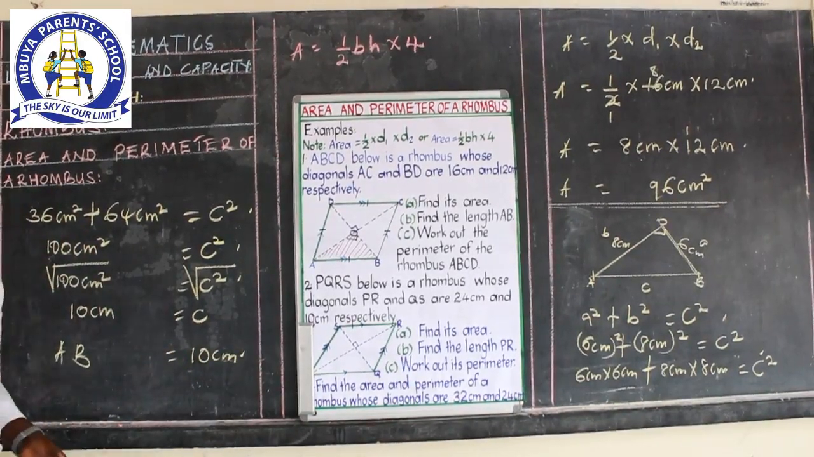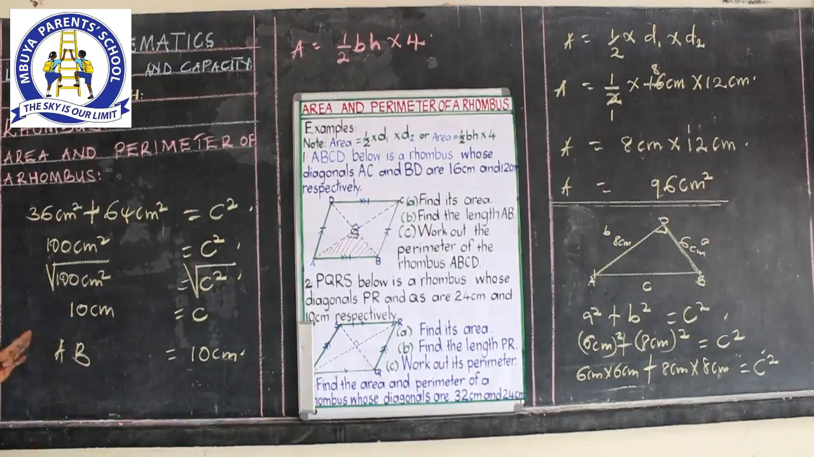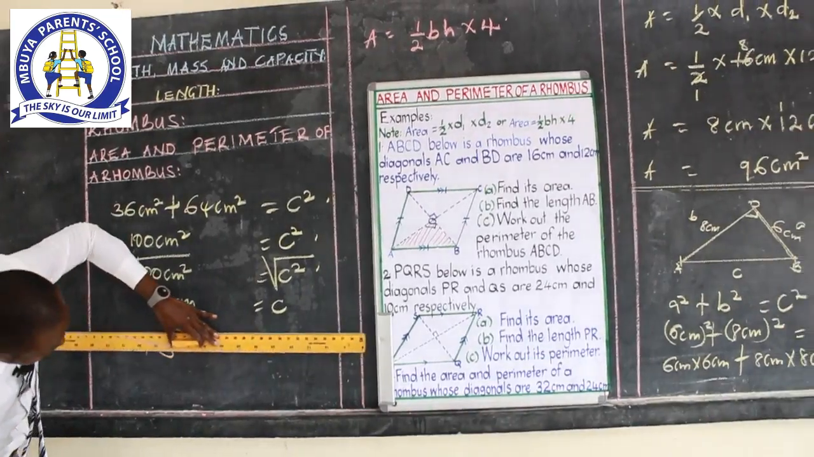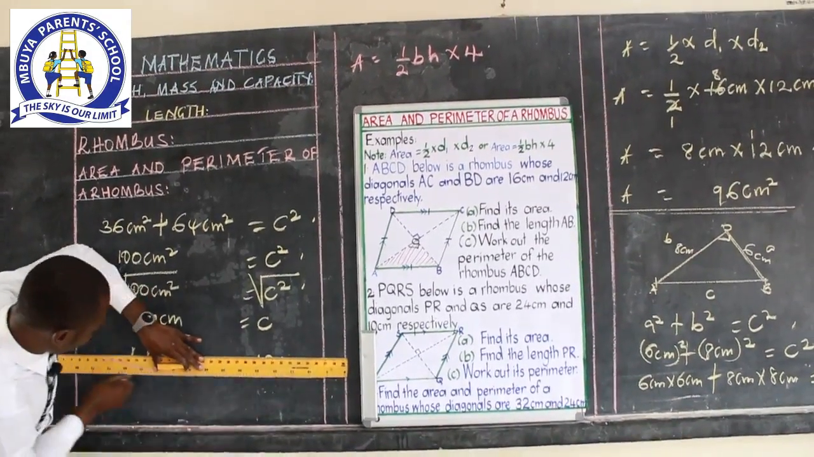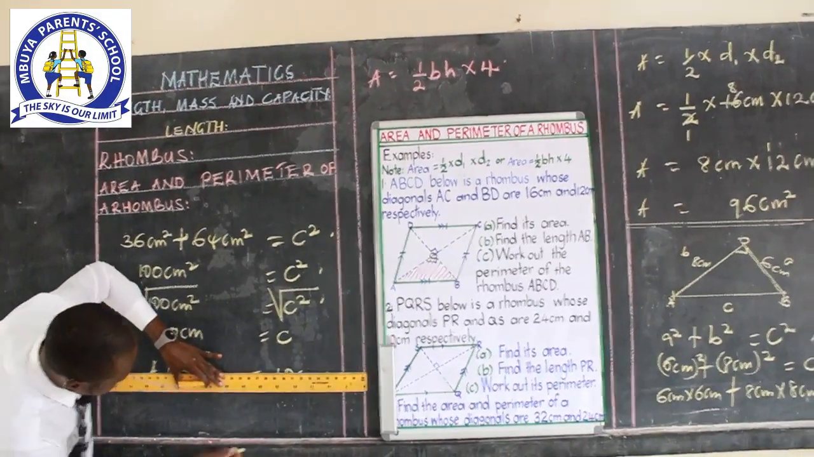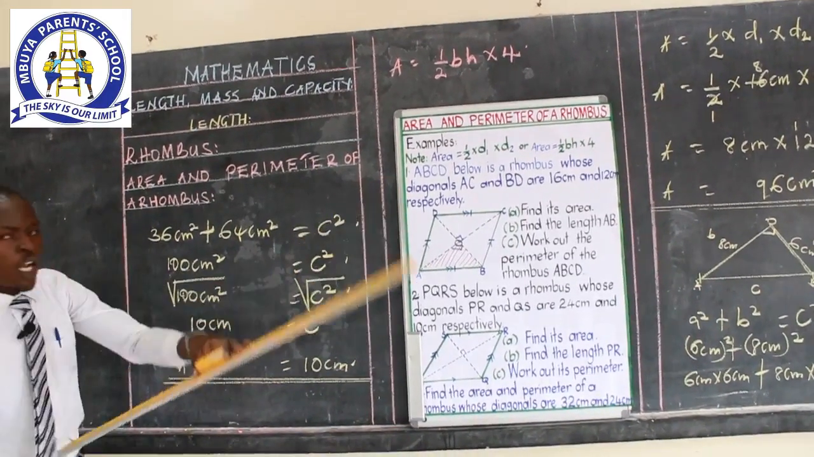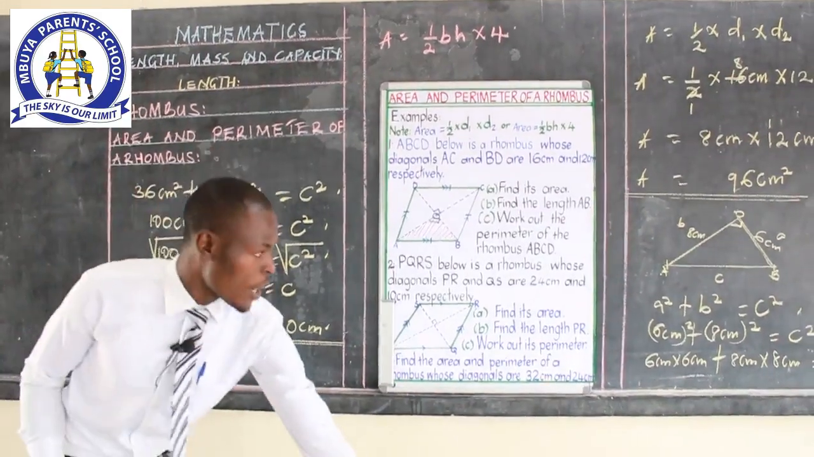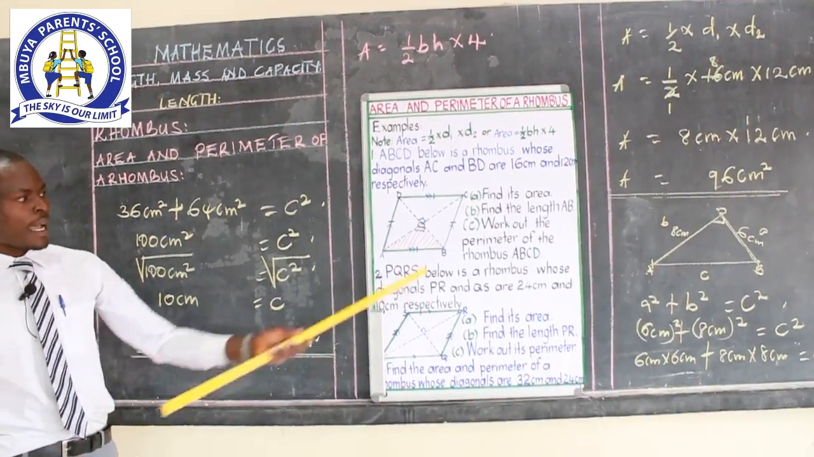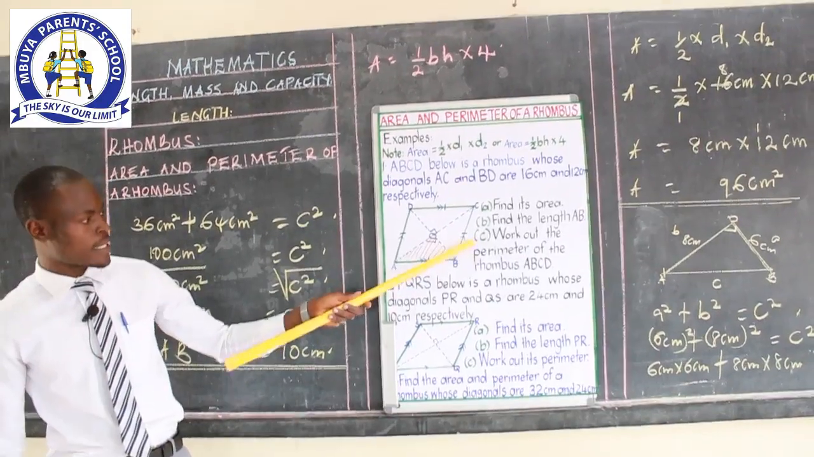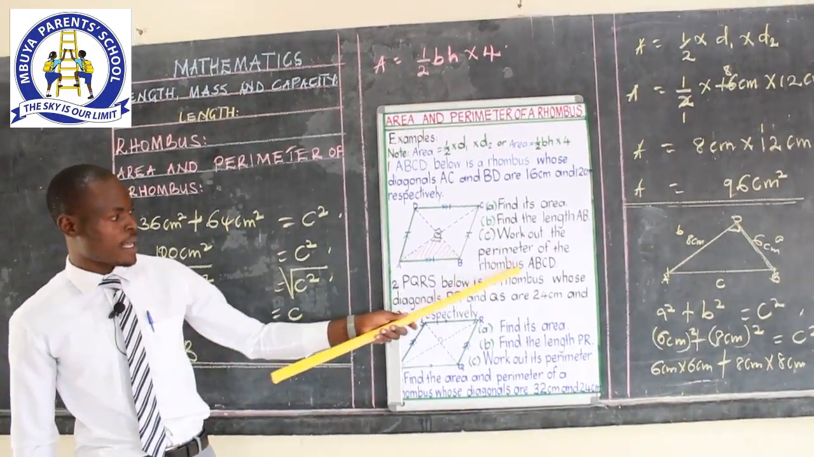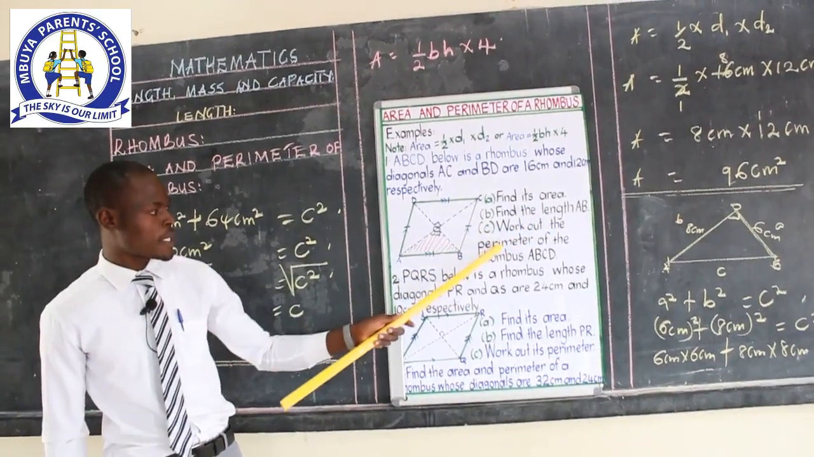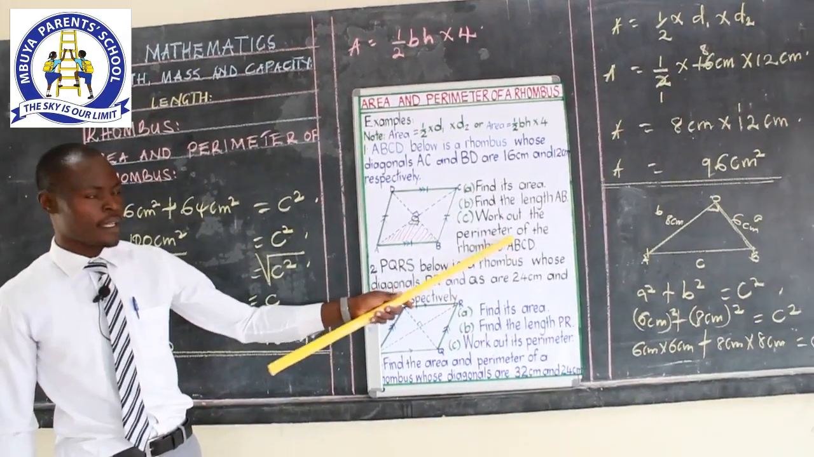As I said, I want to emphasize, after you have gotten your answer, please get a ruler and double underline. The reason is very clear. The examiner will not hassle looking for your answers. Hope, class, you are with me? I want us to go to the very last part, and the very last part is now getting the perimeter of the rhombus A, B, C, and D. Work out the perimeter of the rhombus A, B, C, and D.